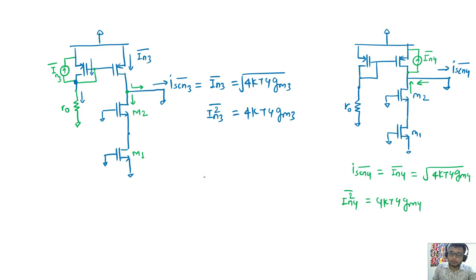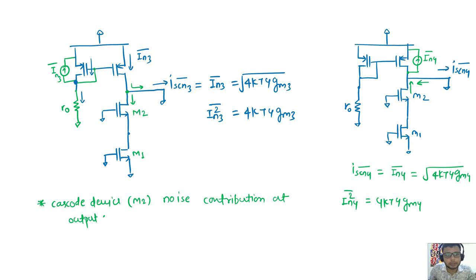So this way we can see the total noise contributed due to these three devices is already fine. Now what is the point? The main point is cascode device noise contribution at output. One more thing that I will say here, let's consider gm3 equal to gm4. We will use this result at the end, in the conclusion of this video.